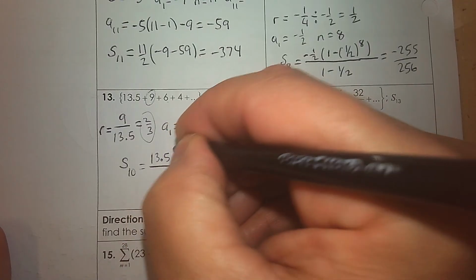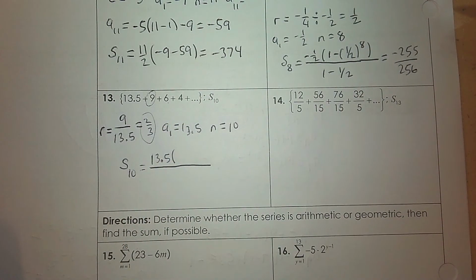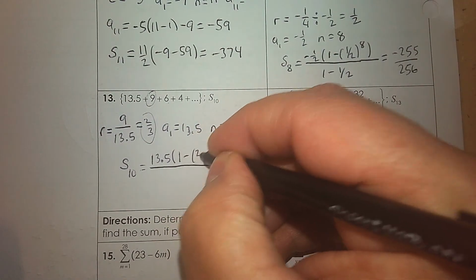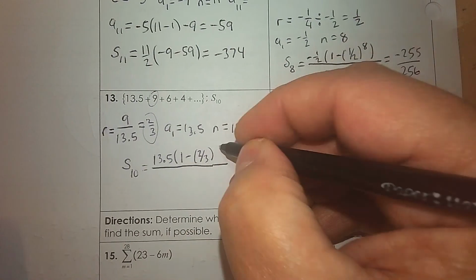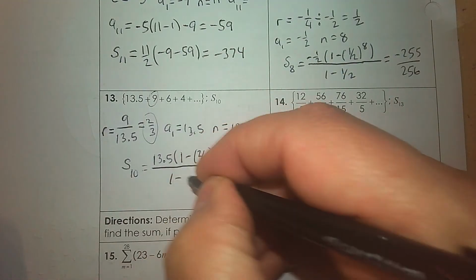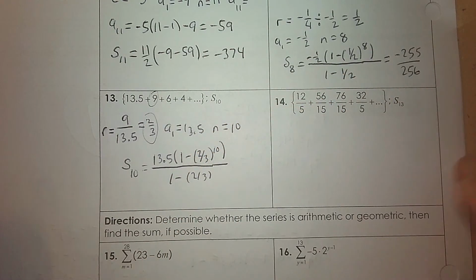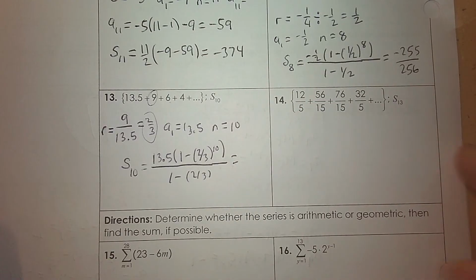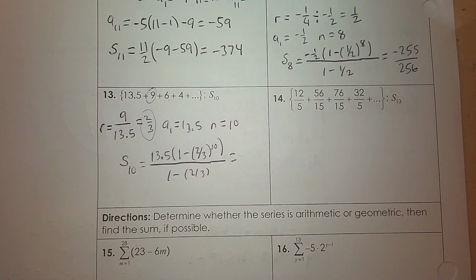Now we can't use 0.6. We have to use the full number, 2/3. So it'd be 1 minus 2/3 to what exponent? And then 1 minus 2/3. All right, go for it. And then when you have an answer, let me know.